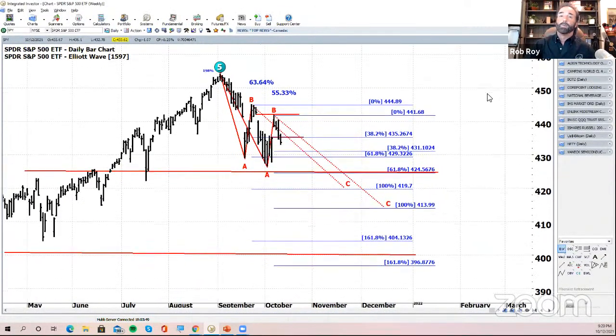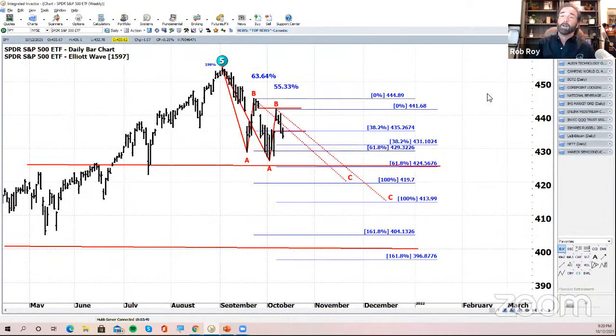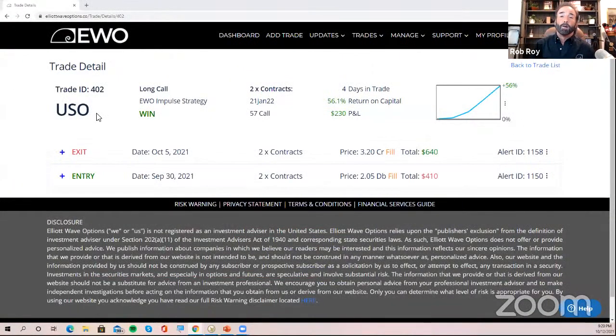We have puts on the SPY. We have puts on the triple Qs. And we have some long positions on energy. I talked about this last week in last week's TradeFinder, so I thought I would go ahead and share that with you. We have USO. We've been in and out of USO a couple of times. That's oil. If you've been to the gas pump, you know that oil's moving higher. It doesn't feel too good to go fill up your tank, does it?